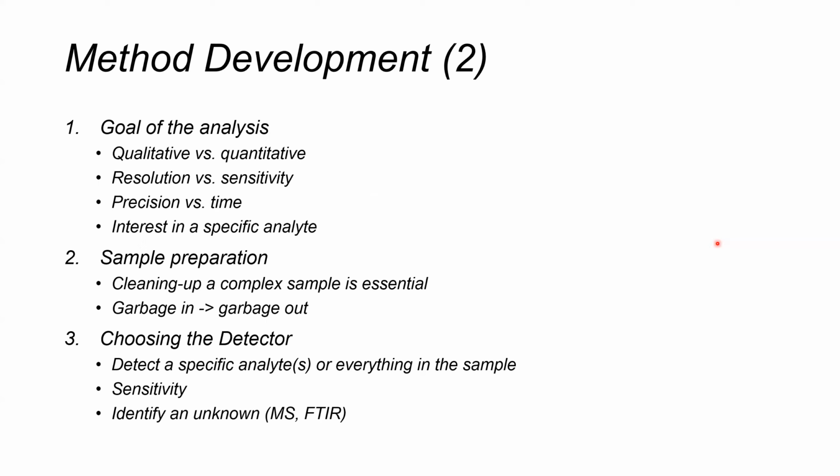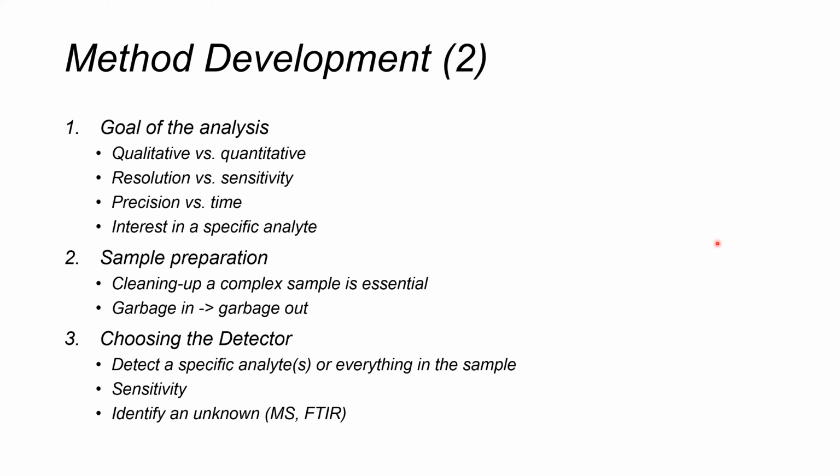And the second one is sample preparation. Of course, cleaning up a complex sample is essential. We want to make sure that there's no species which could interfere with the signal given from the analyte we're interested in. We want to make sure that there's no potential for derivatization, no potential for reactions inside of the column, and so on. Ultimately, if we get garbage in, we get garbage out. If we give a sample which is not suitable for the stationary phase, we may end up in a situation where we actually destroy our column if we choose the wrong things.